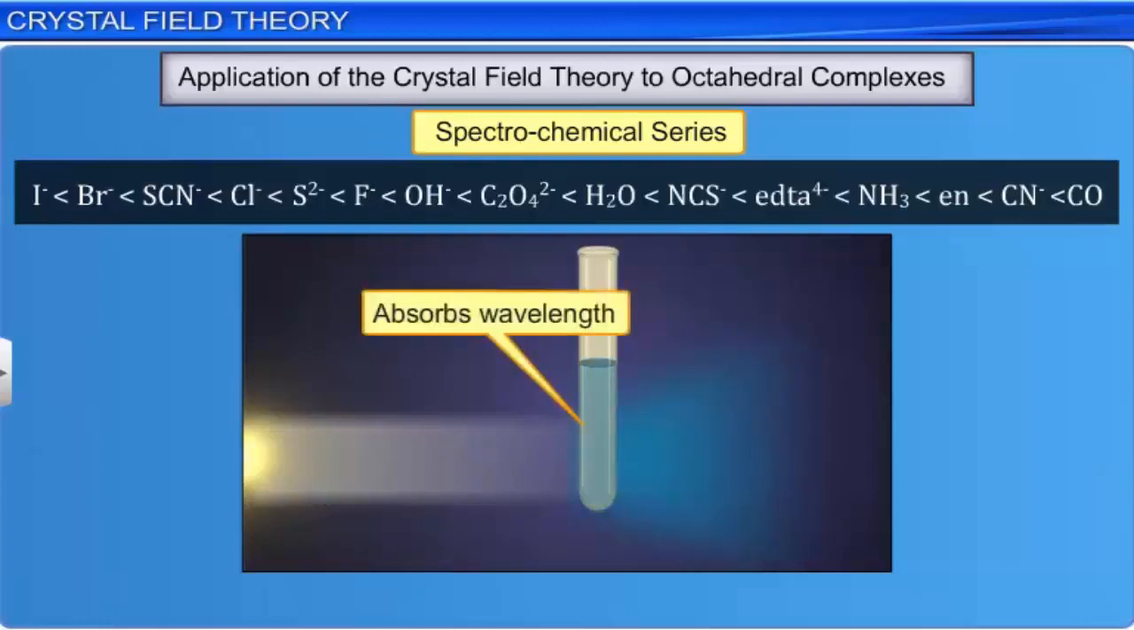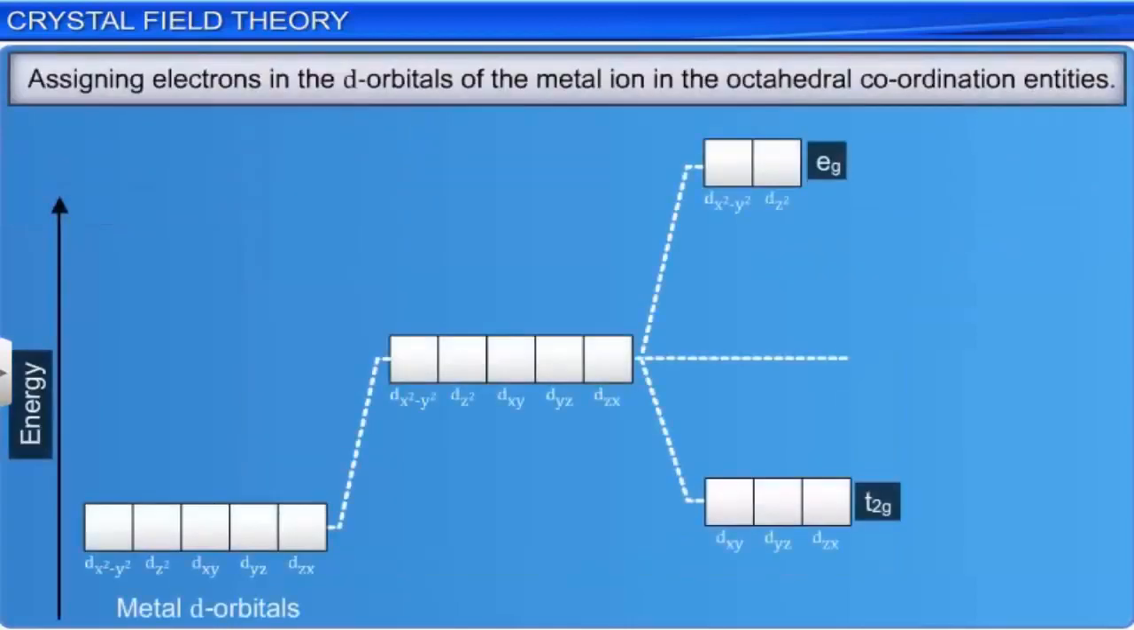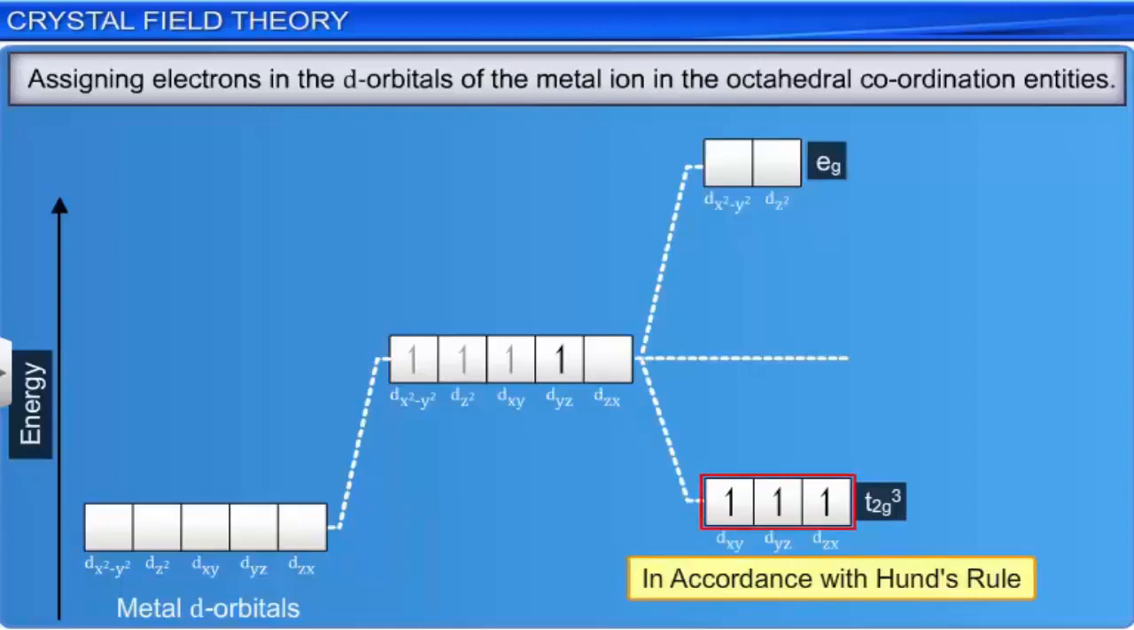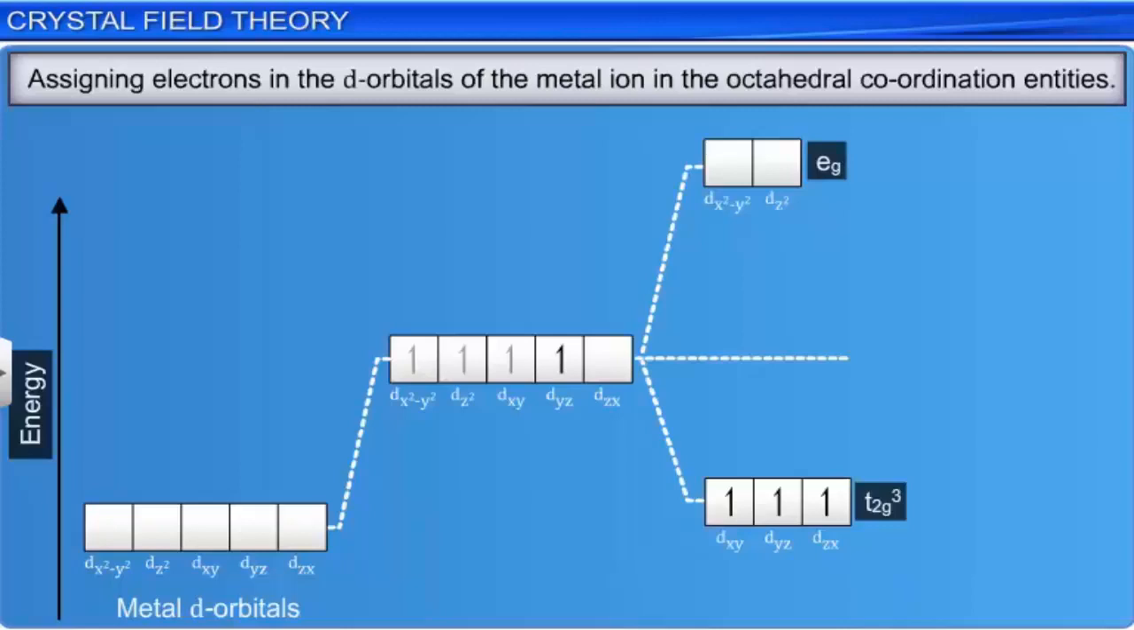Now, let's assign electrons in the d orbitals of the metal ion with d4 configuration in the octahedral coordination entities. Obviously, the first, second, and third electrons occupy the low-energy T2g orbitals in accordance with Hund's rule. However, for the fourth electron, there are 2 possibilities. The first possibility is that it may enter a T2g orbital and pair up with an existing electron there. The other possibility is that it may enter the higher Eg orbitals.